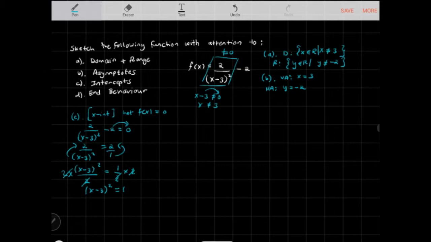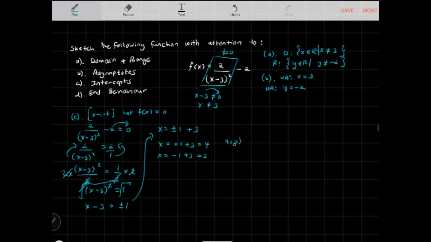And if you want to solve for x, I'm going to take the square root of both sides, and then the square and the square root cancel out. And remember that the square root of 1 is plus or minus 1. So this indicates that we're going to have two x-intercepts. So x minus 3 is equal to plus or minus 1, so x is equal to plus or minus 1 plus 3. One of the x-intercepts is 1 plus 3, which is 4. And the other x-intercept is negative 1 plus 3, which is 2. So you have (4, 0) and (2, 0). Those are our two x-intercepts.